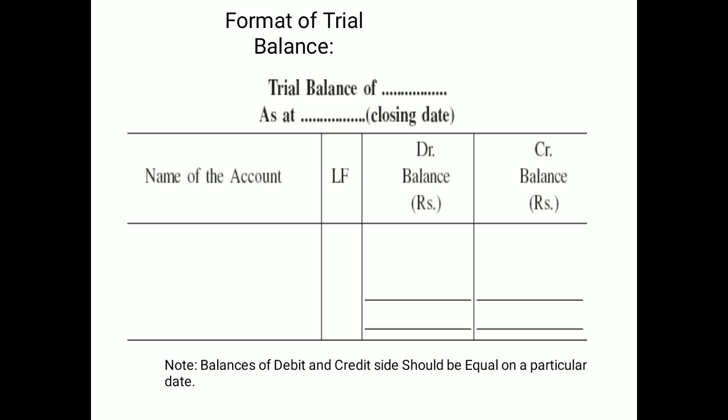The name of account is to be listed here. It is a statement. First of all, you try to understand. This is a statement. Trial balance of the name of the company will be written down here because it is a statement. So the "as at" word will be applied and the date will be filled here. On the date trial balance is maintained.